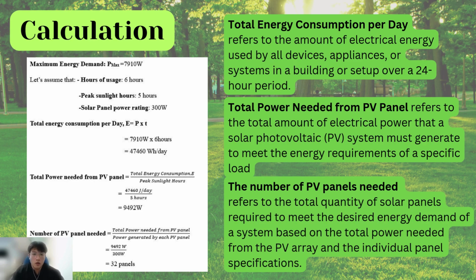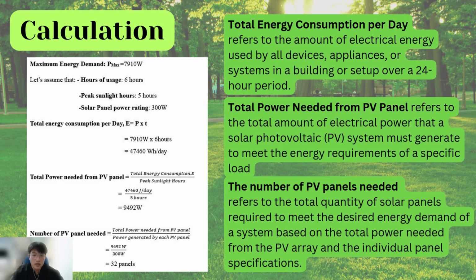And it comes to the calculation part, and we can see that the maximum energy demand, the maximum power is 7.9 kilowatts. And let us assume that the hours of usage is 6 hours. The peak sunlight hours is 5 hours. And the solar panel power rating is 300 watts.